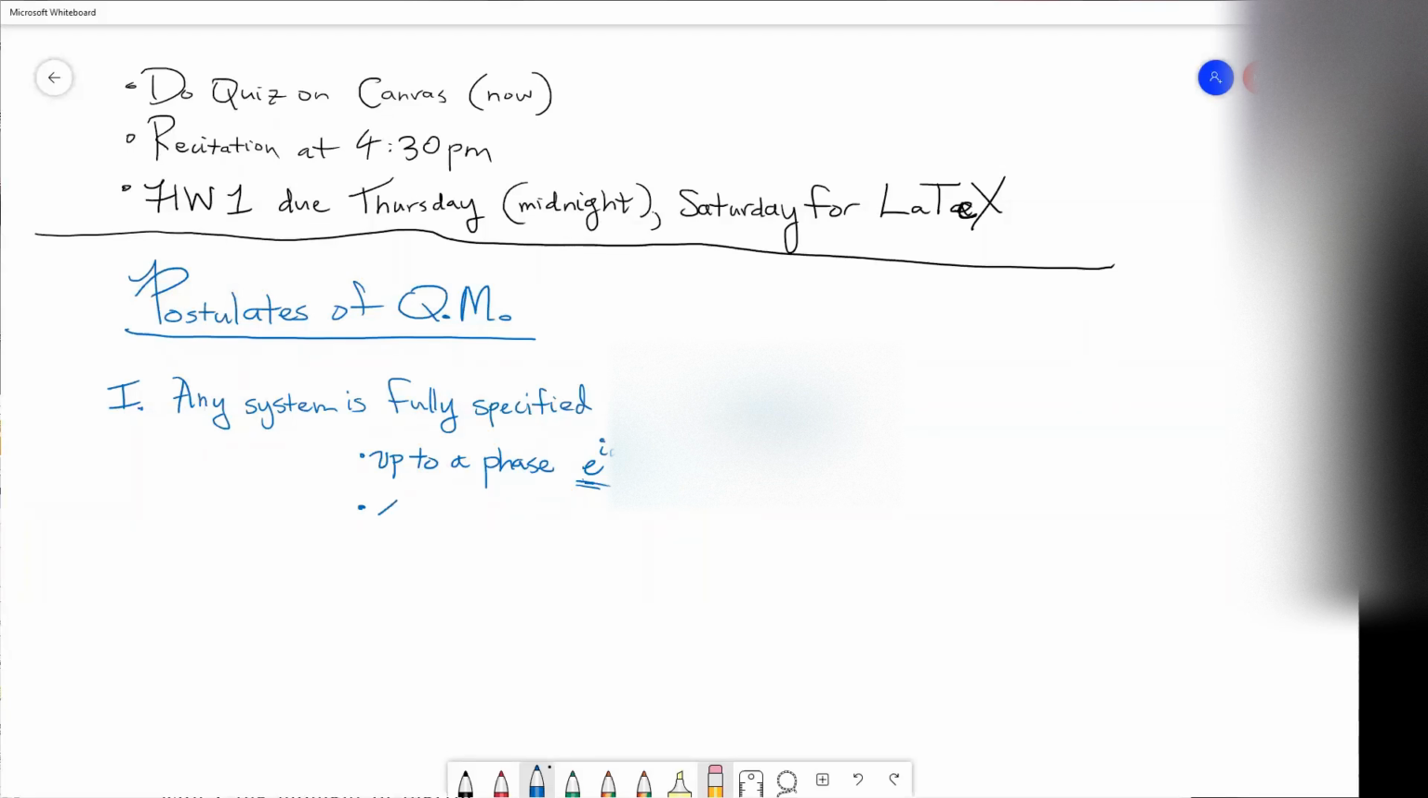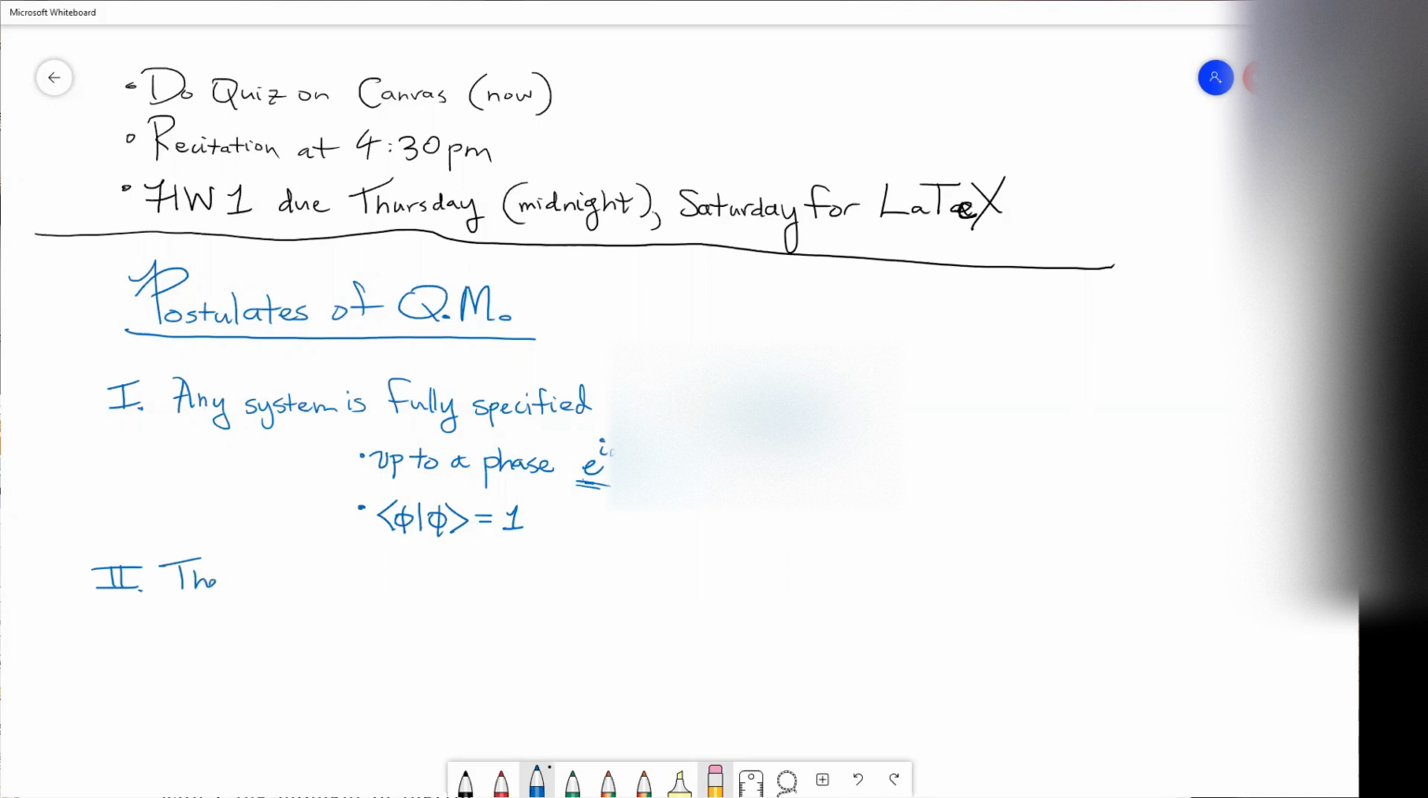And the other thing is, in order for the postulates to make sense, you must have that the states are normalized to 1. And this is because of the fact that these are going to be connected up to probabilities, which comes in postulate 2.